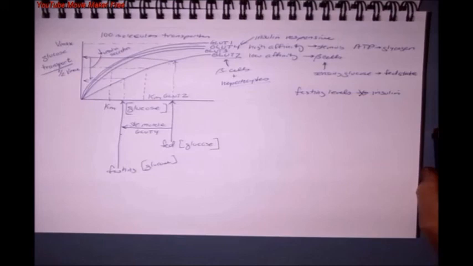Yes? In the drawing that you have for GLUT2, it seems like the Vmax doesn't reach the same level of Vmax as... Yeah, it's actually lower. It's actually lower. The key on the graph, on the picture here and what I've drawn, is just remember the affinity. High affinity versus low affinity and the reason why the cell type has that type.